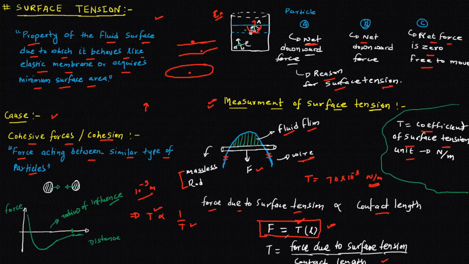One more thing: if you add impurity to any substance or fluid, the coefficient of surface tension will decrease. If you take pure water and impure water, in the case of impure water the surface tension will be lesser compared to pure water. And we will also see the application of this when we go to capillary rise.